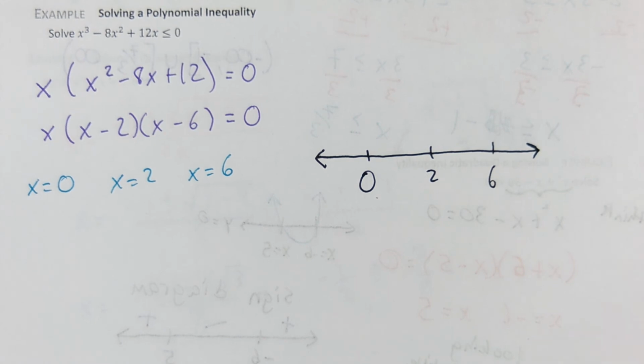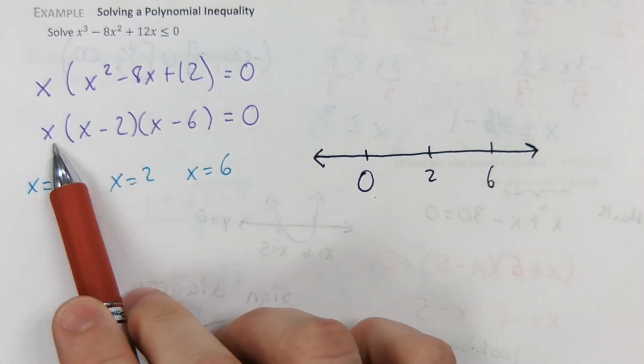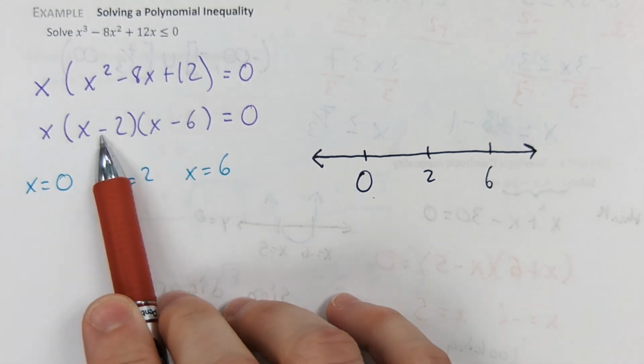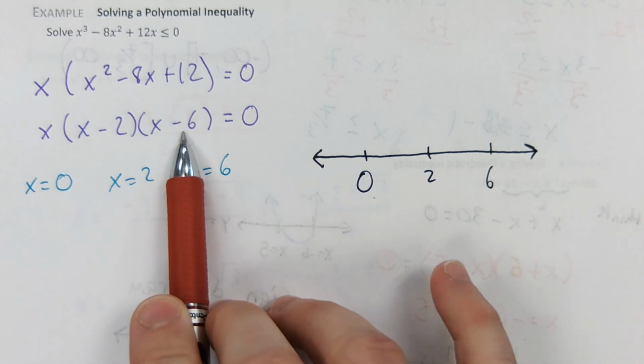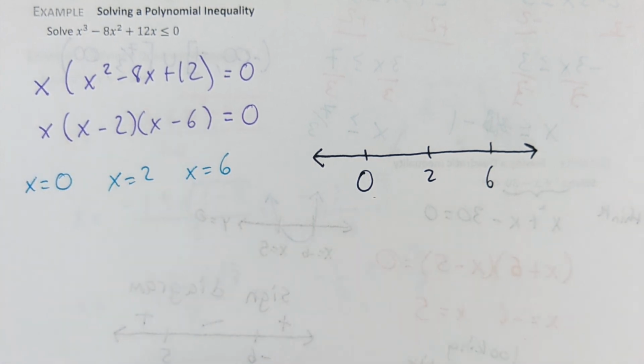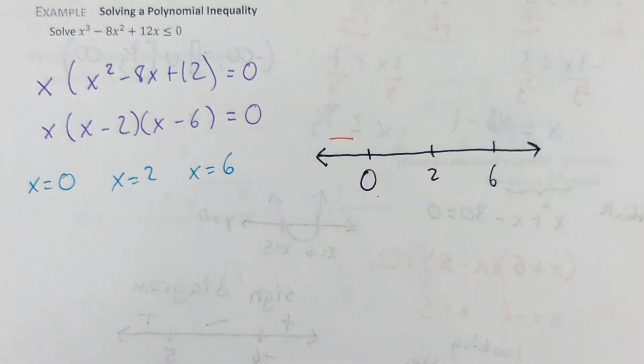Grab any negative number, it doesn't matter which one, to the left of 0. That's negative. How about negative 1? Negative 1 minus 2 is negative. Negative 1 minus 6 is negative. So I have 3 negative numbers being multiplied. What's that result in? Negative number. Boom.